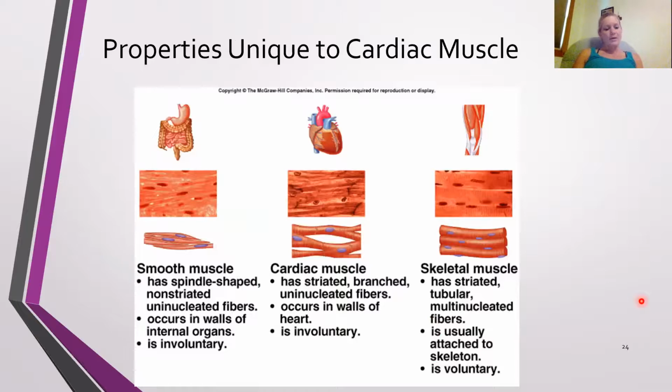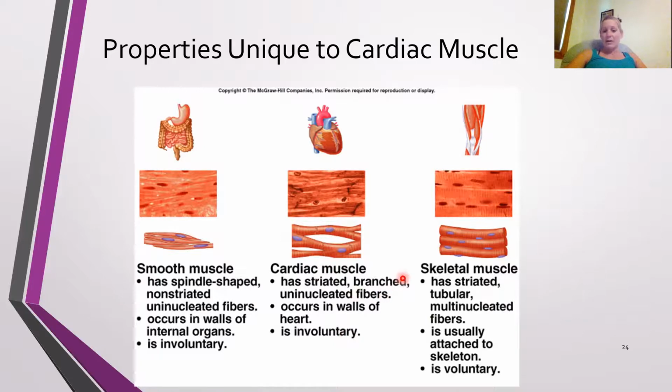Okay. Other things to note when we think about that cardiac muscle tissue in particular, just focusing on this image here. As we look at this from a histological standpoint, the cardiac muscle is striated, branched, and uninucleated, so it has one nucleus per cell. Again, where is it located? It's located in the walls of the heart, and it is involuntary in nature. So again, its contraction doesn't require us to cognitively think about anything. Okay.